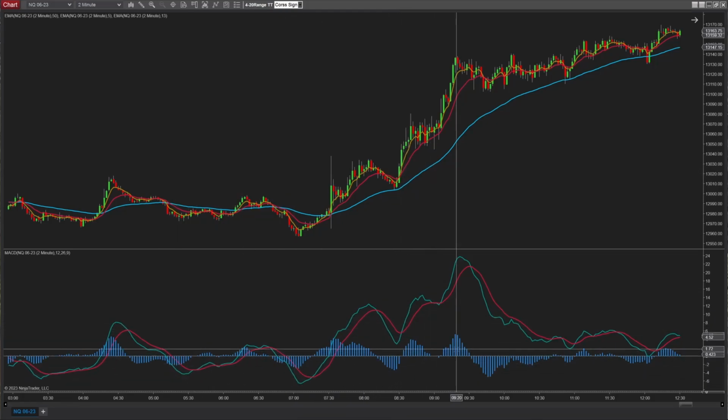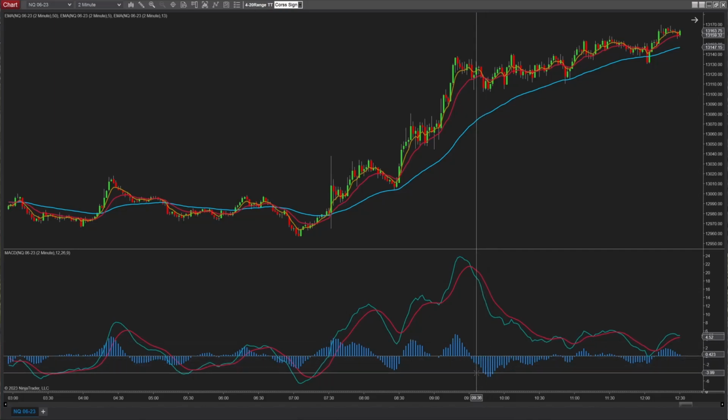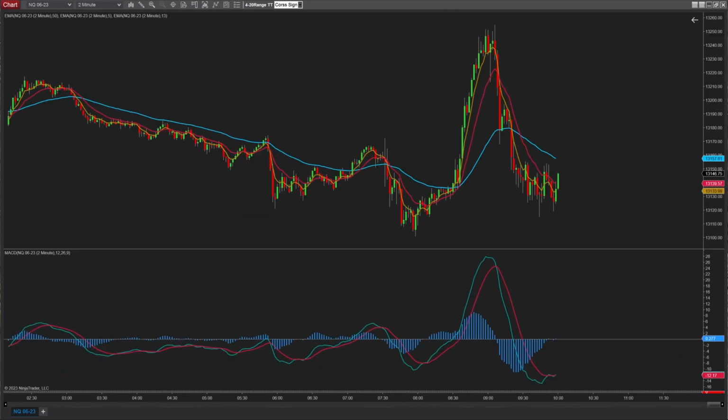And then when you look at the histogram, which are the blue bars in this example, if the bars are above the zero line, it indicates that the asset is in an uptrend and that the strength is increasing. And if the histogram is negative, that is below the zero line, it indicates that the asset is in a downtrend and the strength of the trend is increasing.